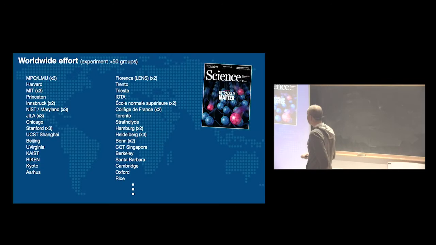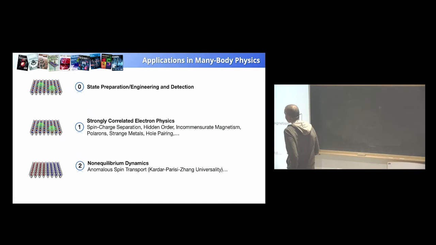I'd like to give you a little bit of the flavor of why people are so excited about this and what you can do. I want to start in the lecture by first telling you a little bit about state preparation, engineering, and detection. What kind of states can we prepare in these systems? How do we detect them? How can we manipulate them? And then I would like to give you two examples today of some of the interesting physics you can study with this. One is strongly correlated electron physics, and I'll talk about that in 1D and 2D.